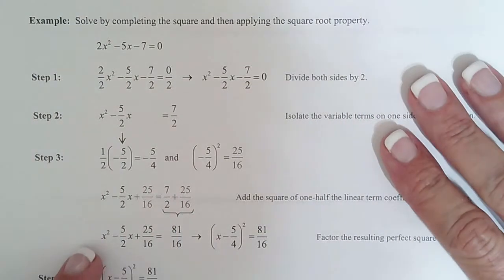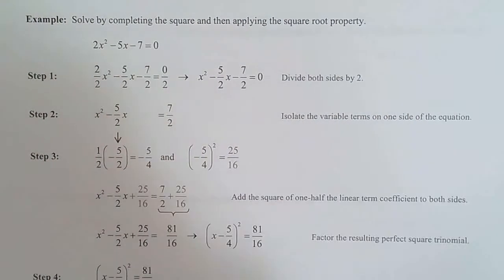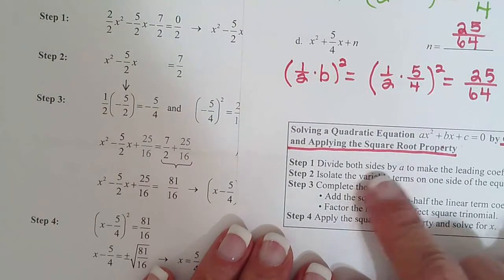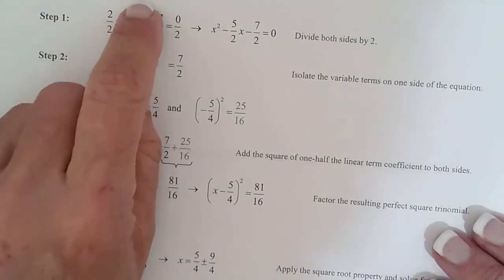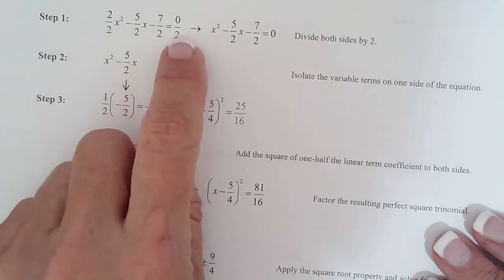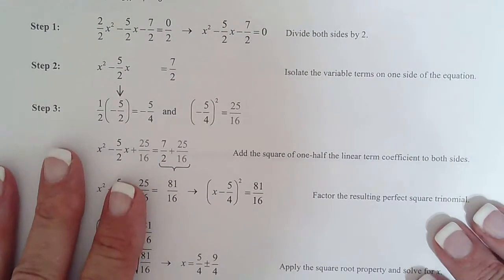So step 1 from the last page was divide to make your leading coefficient 1. So divide by 2, divide by 2, divide by 2, divide by 2. So here's what it would look like. So that turns into 1x squared, which is what we need.